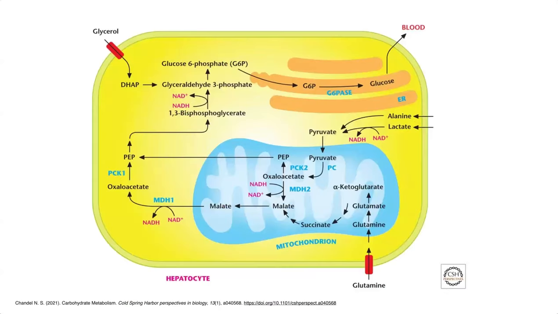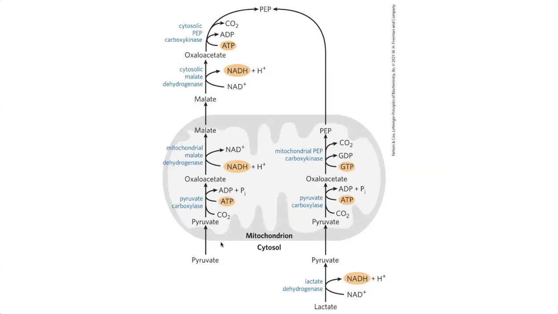Going back to when we were talking about gluconeogenesis, remember how there was this first part where you go from pyruvate to oxaloacetate to phosphoenolpyruvate, how you have to go through those two steps, the pyruvate carboxylase step and the PEP carboxykinase step. You had to do the pyruvate carboxylase step in your mitochondria, but you could do the PEP carboxykinase either in your mitochondria or in your cytoplasm.